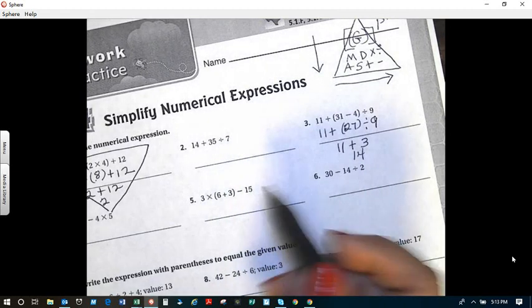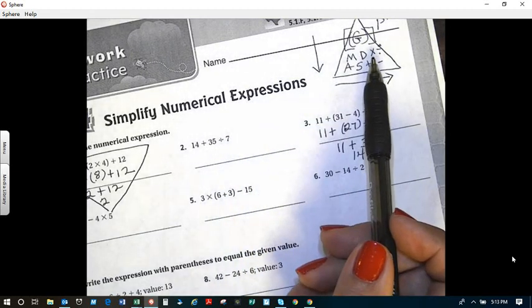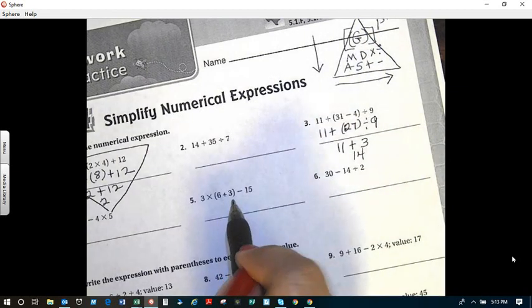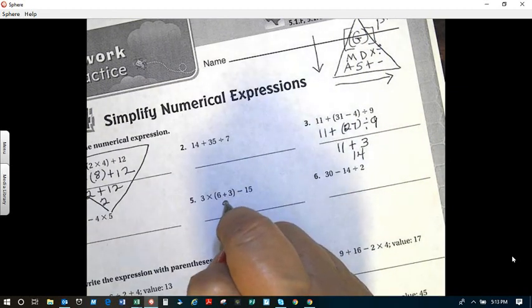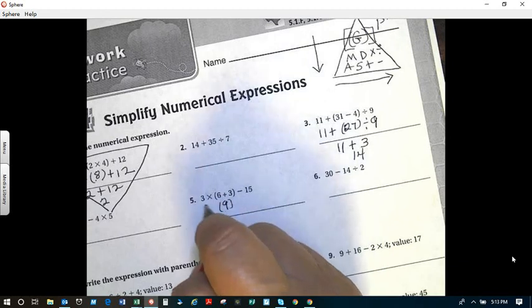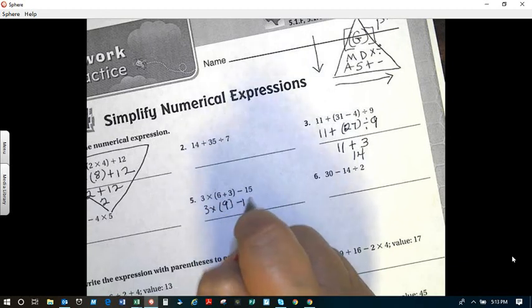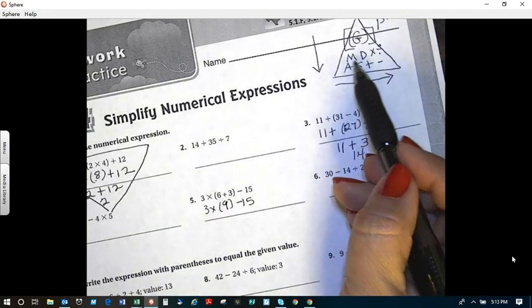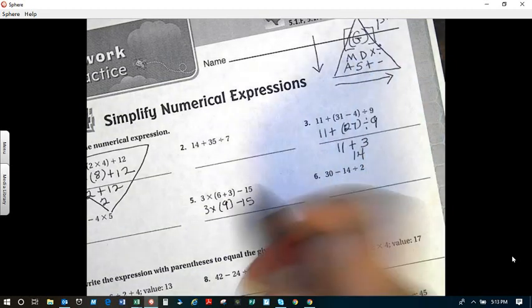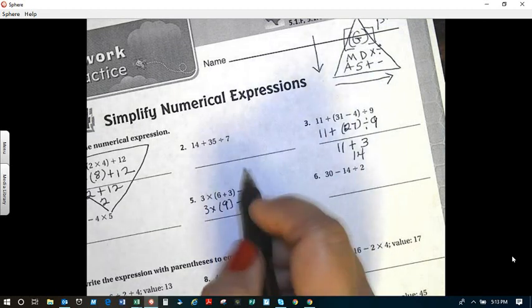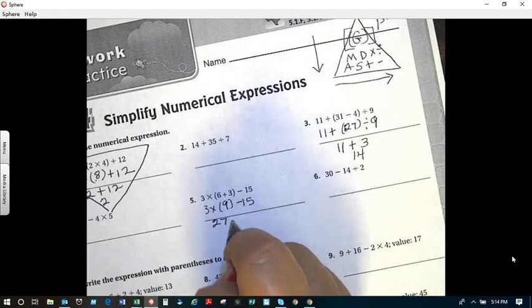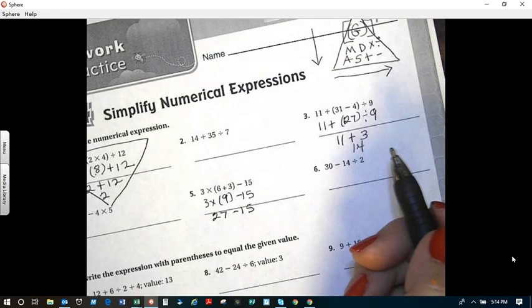So I have to go to my groupings. Always remember GEMDAS. So my groupings, I have a 6 plus 3. 6 plus 3 is 9. I'm going to keep that in parentheses and bring down everything else. Now I have to look to see, is there a multiplication or division that I can do? And there is multiplication. And so I have 3 times 9 is 27. Bring down my subtraction, 15. So what is 27 minus 15?